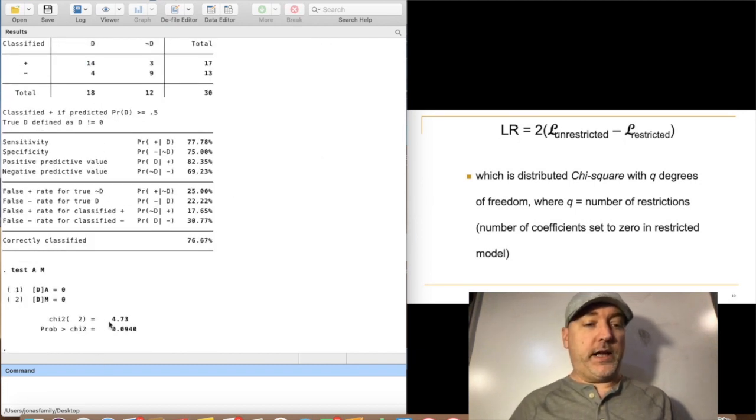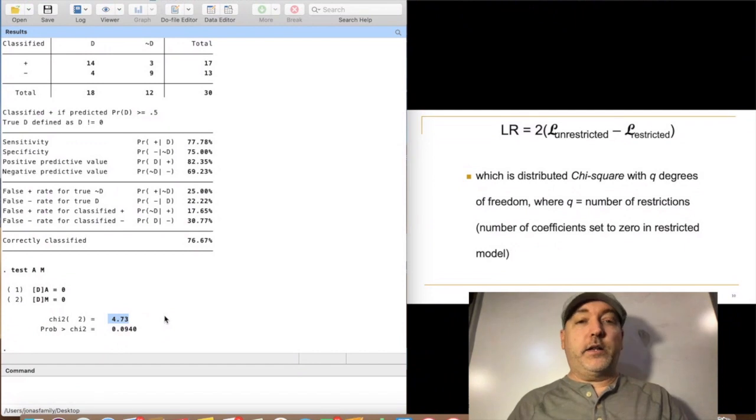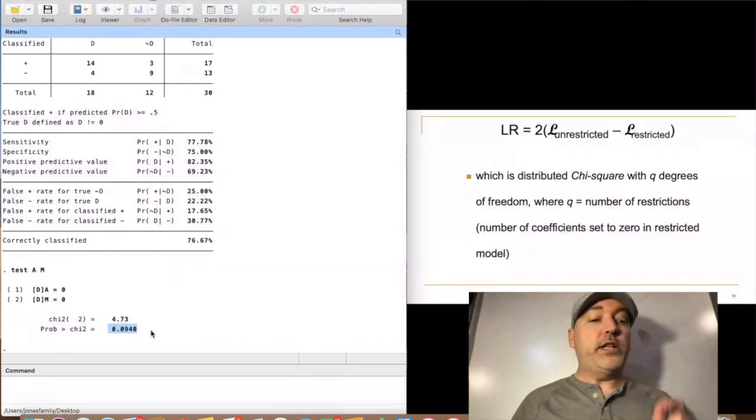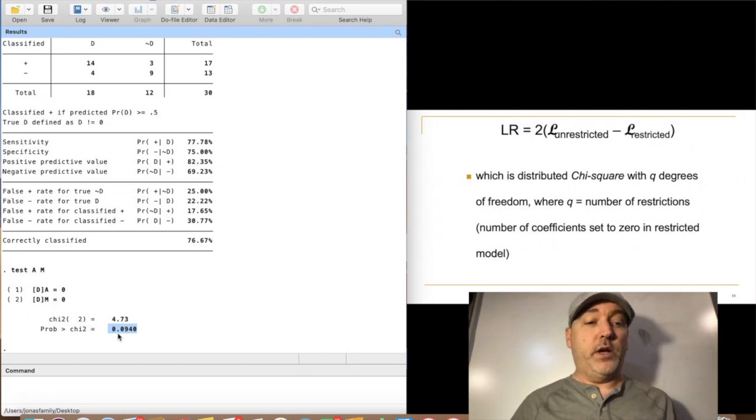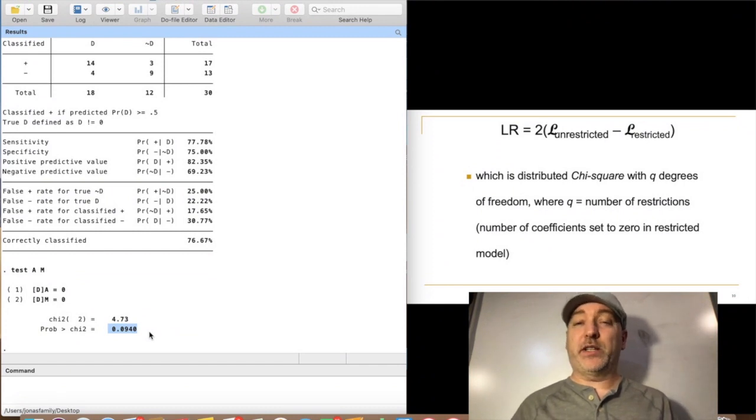And here we get a likelihood ratio chi-square statistic with 2 degrees of freedom, because there are 2 restrictions in the null, equal to 4.73. And if we go to the back of our textbook and look at the associated critical value, we can see that we just barely squeaked by the 10% significance critical value with a p-value of 0.09. So we can reject only at 10% significance or 90% confidence.